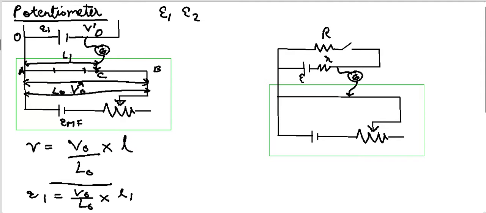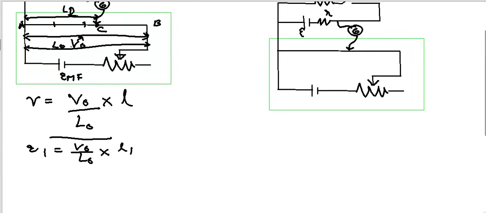Then I will change this battery and put the second battery E2 here. Then I find a new length L2 by shifting the jockey, which gives me zero deflection of the galvanometer. Again using the same formula for potential, E2 is equal to V naught by L naught into L2, the new length where the galvanometer gives zero deflection.